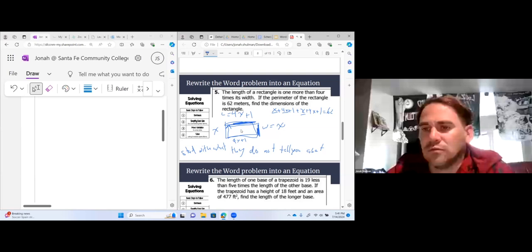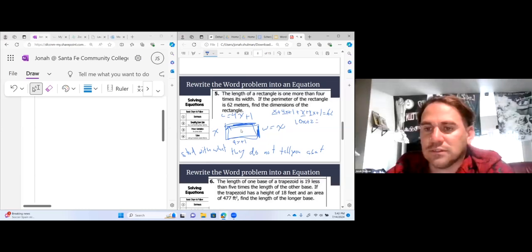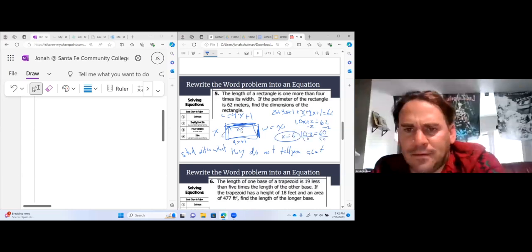Minus the 2 to both sides. 10x equals 60. Divide by 10, guess what you get? X is 6. The other one is 24 plus 1, so it's 25 and 6. Ta-da! There's the dimensions. All right.